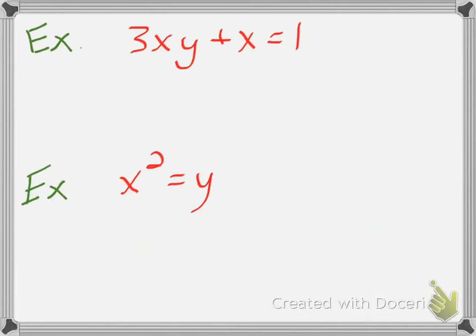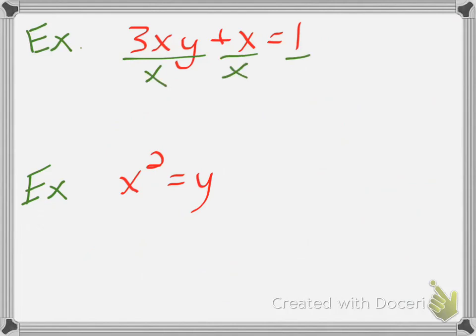Let's try another one. Here's another one. 3xy plus x equals 1. So let's see if we can put it in the form ax plus by equals c. Well, we have our x's and y's already on one side. And the only way that I can get rid of this x from the 3y would be if I divided everything by x. And let's see what happens when I do that.